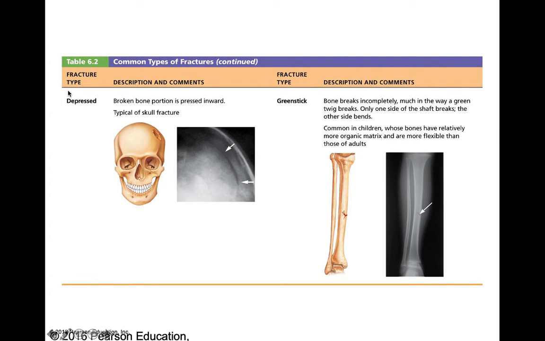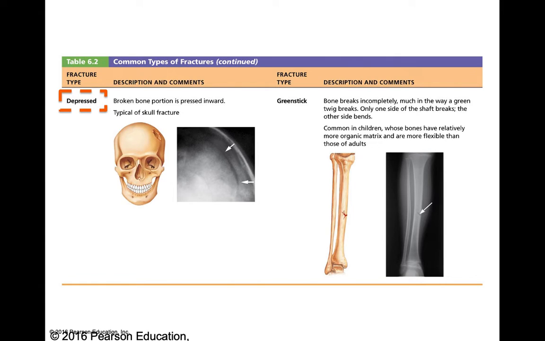Then we have depressed. The broken bone portion is pressed inward, typical of a skull fracture. This will happen in a skull more than likely, a depression. Again, in order to actually crush this in, lots of force has to happen. In this case, someone took a bat to this person and was able to depress the actual skull.